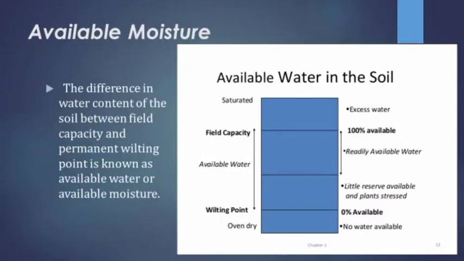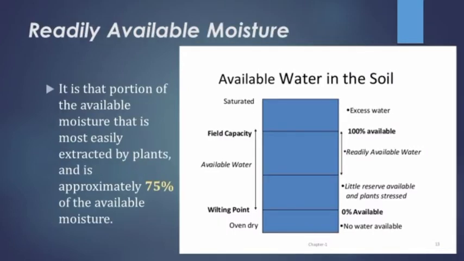Available moisture. It is the difference in water content of soil between field capacity and permanent wilting point. Available water, as the name signifies, is the water available for the roots or the plants to take up. So that will be the difference of moisture content between field capacity, which is the upper limit, and permanent wilting point as the lower point, as it is shown in the figure.